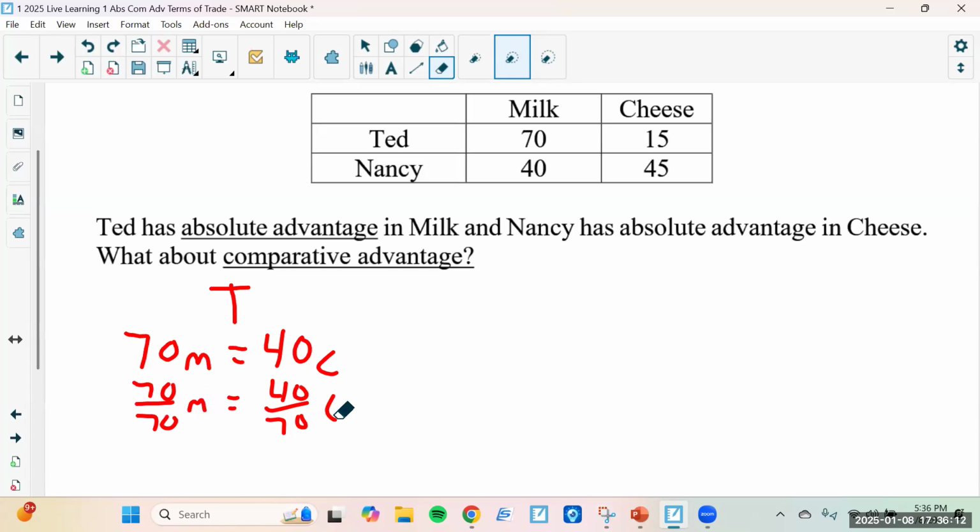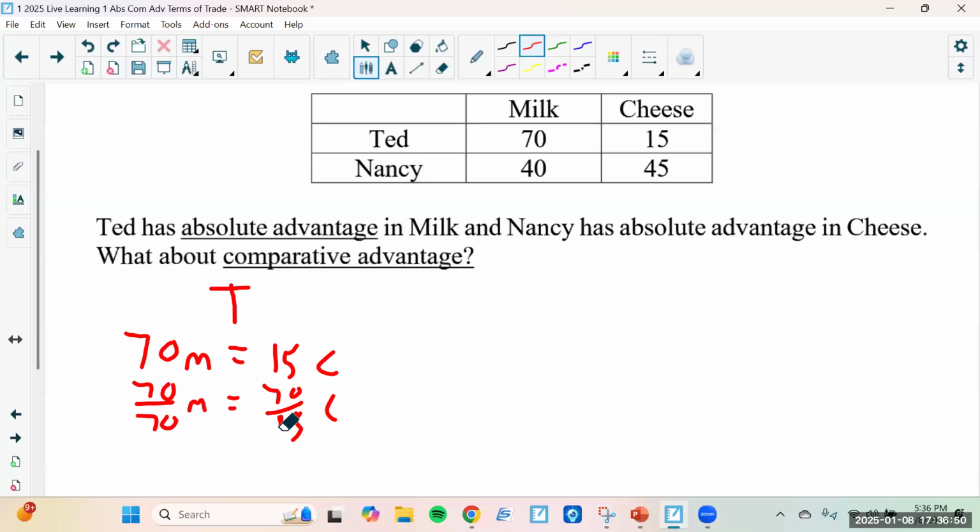Oh, wow. Take a look at what I did, guys. Major mistake. Take a look at it so you can figure out what I did wrong. I wish I could say I did this on purpose. I was just working too fast. Let me tell you the mistake first. I used Nancy's milk production. I needed to use Ted's cheese production. So this is supposed to be 15 cheese. And this will be 70 15ths of a cheese.